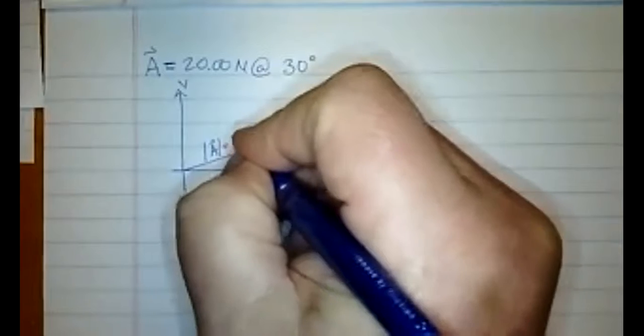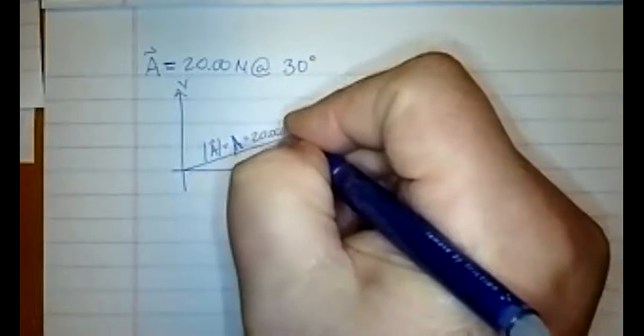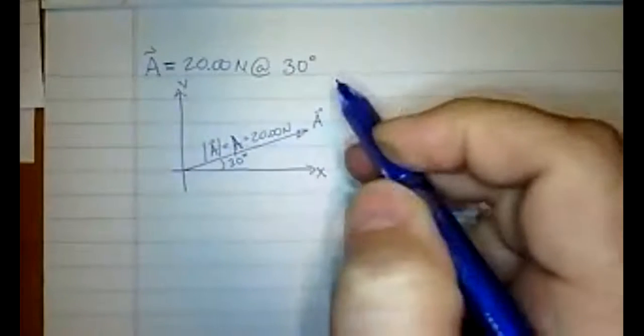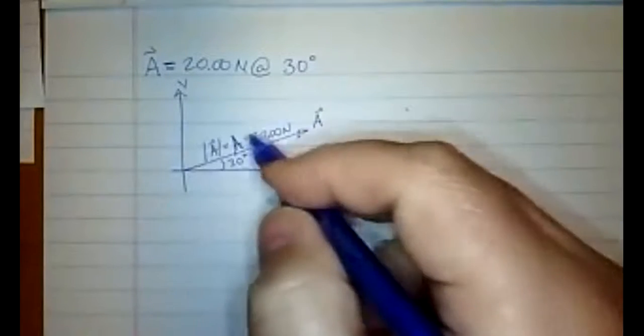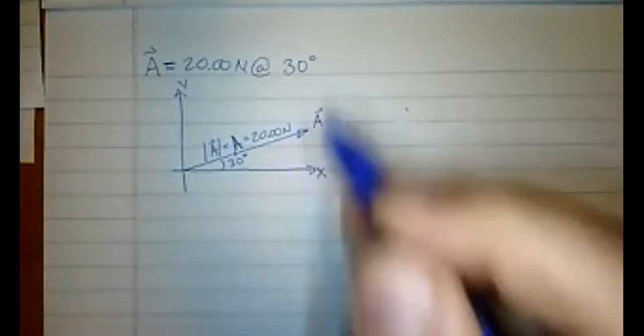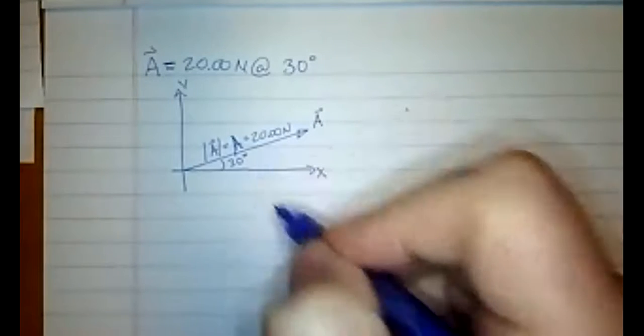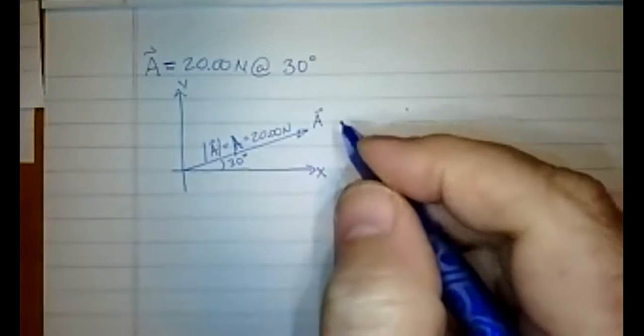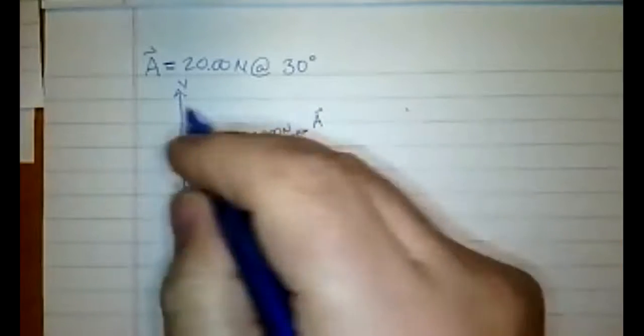And in fact, I can express its magnitude as A with absolute value bars around it, or I can just write it as A with no vector symbol. And that's equal to 20.00 newtons. And this angle right here is 30 degrees. Of course, we could also have expressed this as 60 degrees east of north, or 30 degrees north of east, or we could have just said it's a compass heading of 60 degrees. There's a lot of different ways we can express that.